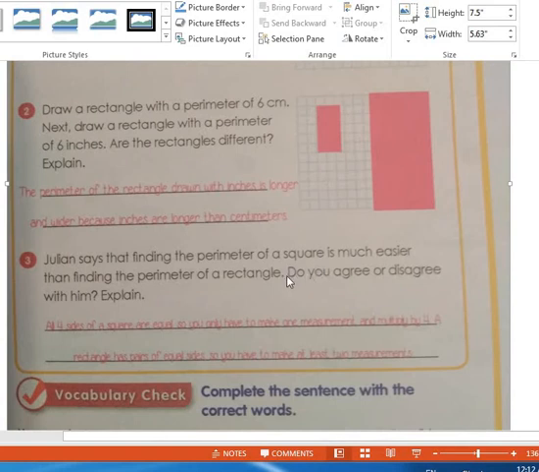Example, if I have here a square of 2 centimeters for one side and I want to know the perimeter, I will say 2 times 4. Why times 4? Because here the side is repeated how many times? 4 times, right? So 2 times 4 equals 8, right?